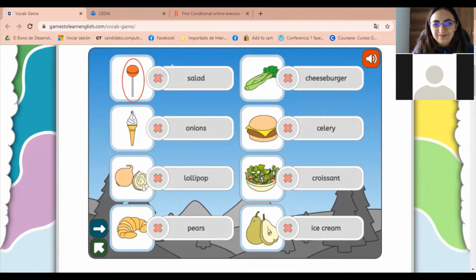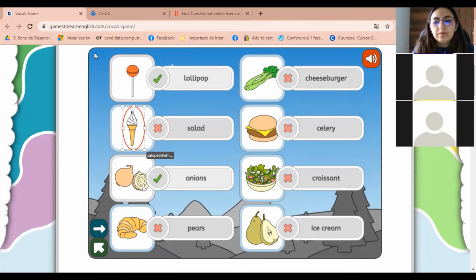Lollipop. Exactly, it's a lollipop. Un bombón, no? Good. And by the way, we have the name of this one, which is onions, right? What about this? This is an easy one. Ice cream. Excellent, it's an ice cream.